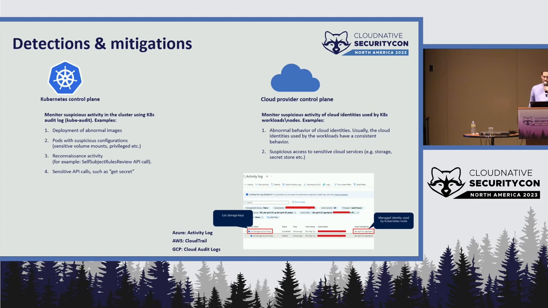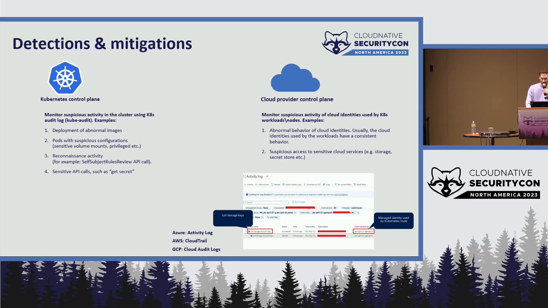Cloud providers also have auditing services. Each cloud provider has an auditing service that allows you to track the behavior of the cloud identities, of course, also the cloud identities that are used by the Kubernetes workloads. And here in this example, we can see Azure Activity Log, which is the auditing service of Azure.